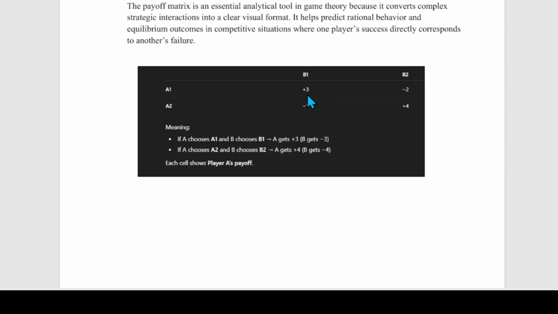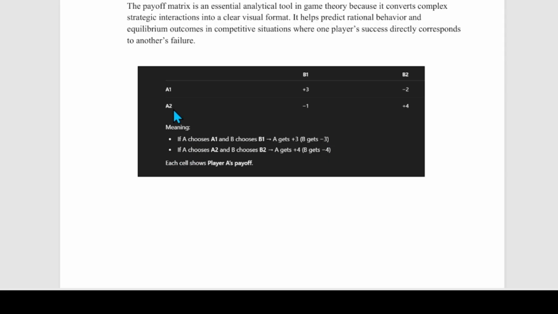Plus 3 is player A, minus 3 will be player B, minus 2 is player A, plus 2 will be player B. Okay. So what does this mean? If A chooses A1 and B chooses B1, then A gets plus 3 over here and B gets minus 3, right?